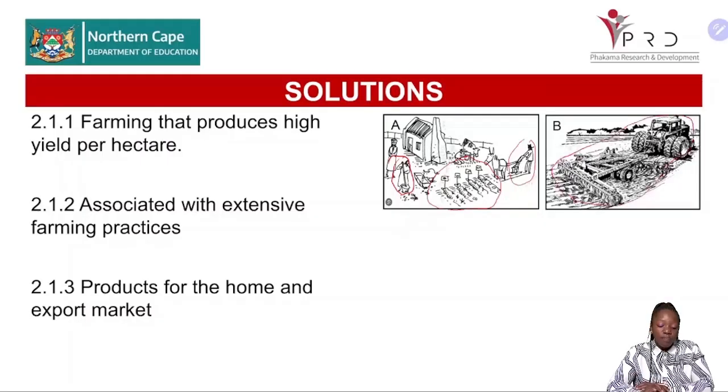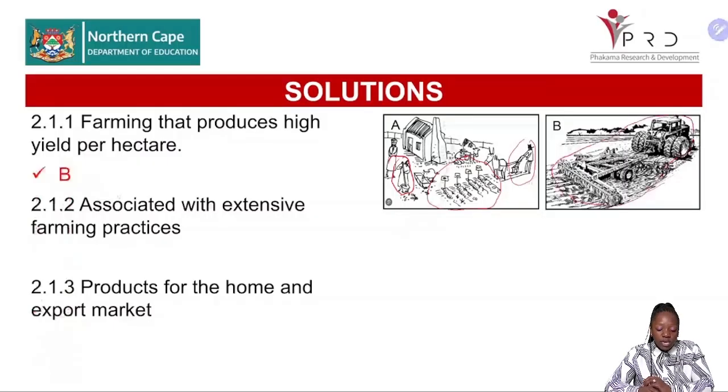So let us see what questions we had. Your 2.1.1, the farming that produces a high yield per hectare, is it A or B? They are producing the high yield per hectare at B because everything is done using machines, and there are more scientific farming methods being practiced. So therefore, the yield is going to be larger.